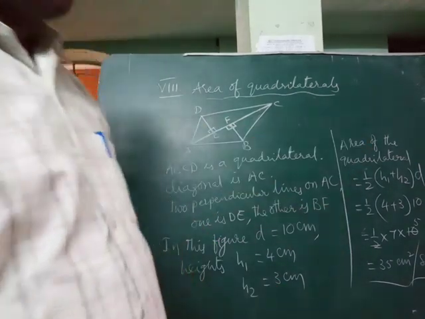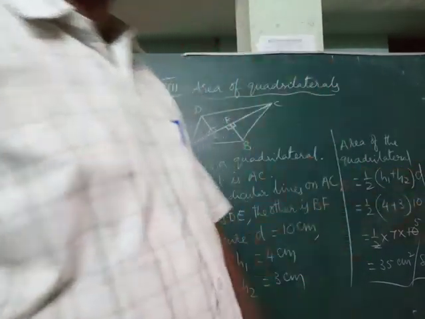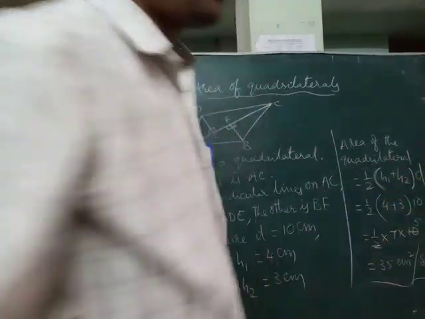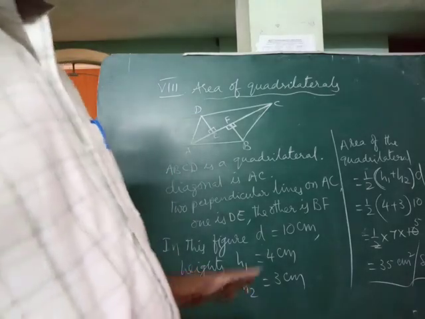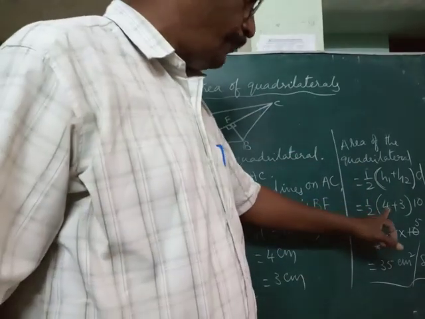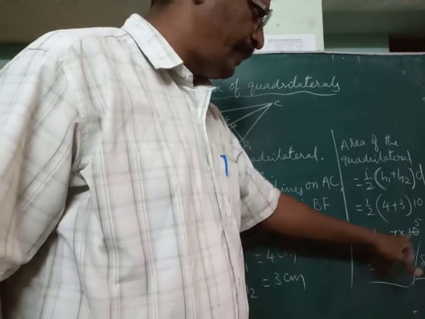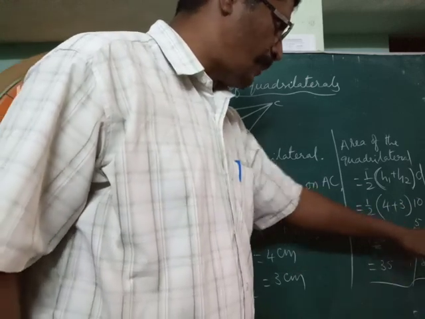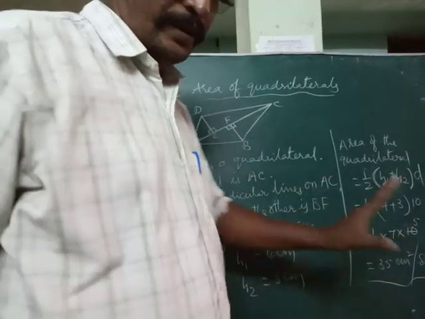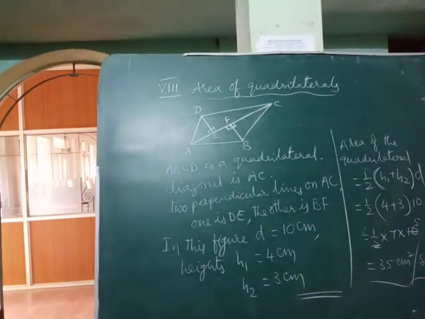Area of the quadrilateral equal to 1 by 2 into H1 plus H2 into D. Bracket means into. It can be read as half of H1 plus H2 into D. 1 by 2 of 4 plus 3 into 10. 4 plus 3 is 7. 1 by 2 into 7 into 10. These two cancel here, 5 times. 7 5s are 35 centimeter square or square centimeters. This is finding the area of the quadrilateral. Okay, right.